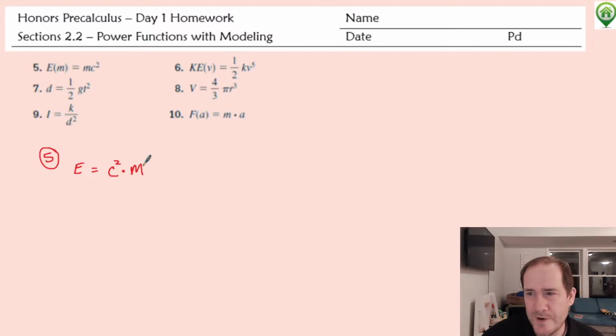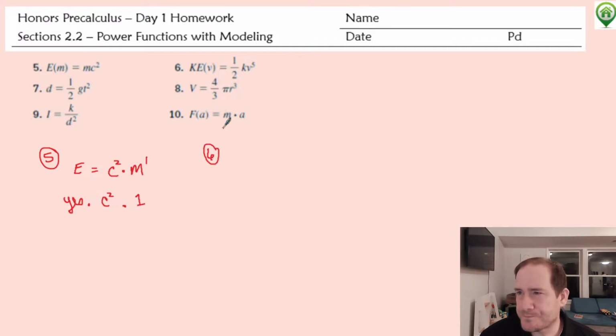So the power on m would be a power of 1. Is this thing a power function? You say yes. The constant of variation is c squared. You have to actually say c squared, not just c. Obviously c squared is different from c. Those are different values. And the power, well, the power is 1. So that's it.